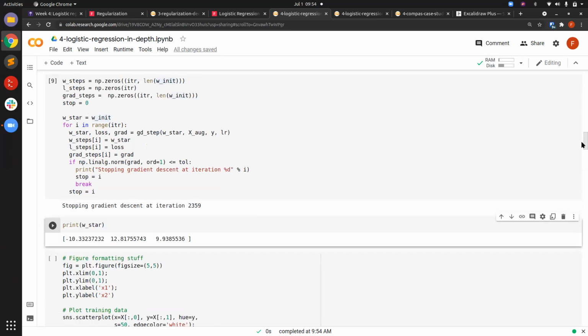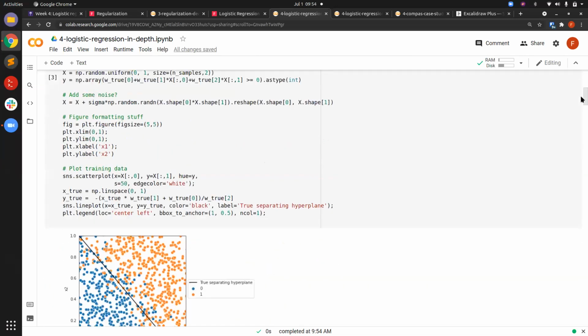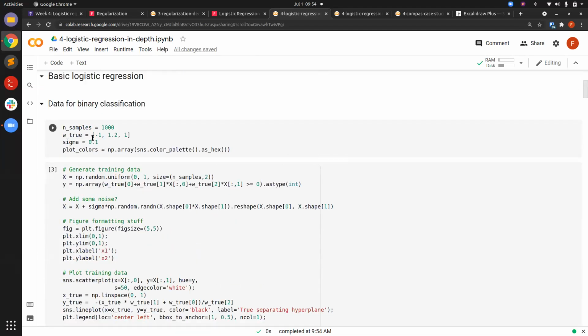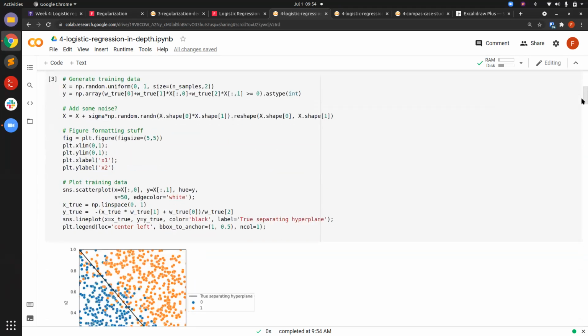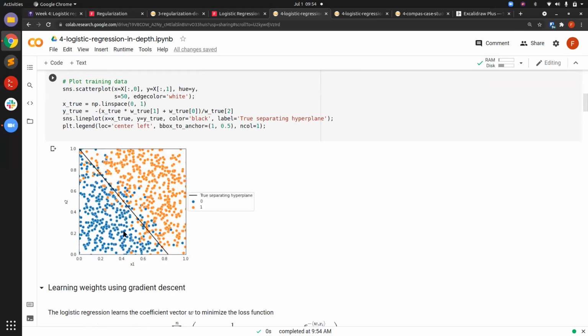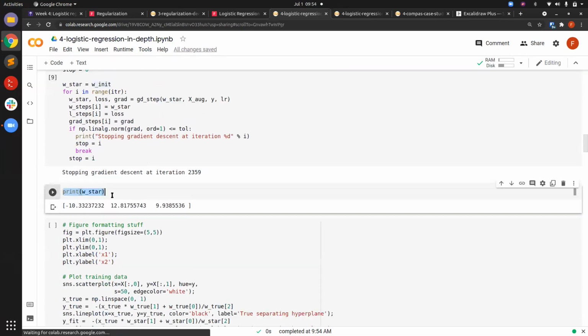Now, what were my true values? Does anyone remember? So my true values were -1, 1.2, and 1. Those were the values I used to generate this line. Now my estimates for the, let's say, weights for the line of the decision boundary are very different. Does that mean my gradient descent is broken? What's going on here?